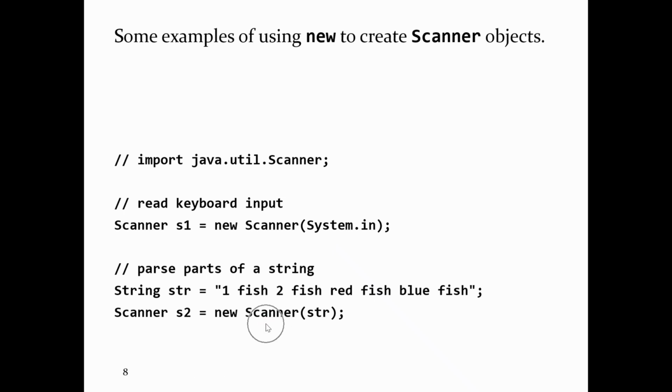Similarly, you can create a Scanner that scans the contents of a string. So here's another example. I make another Scanner. So new Scanner, and this time I pass in a string. So Scanner S2 is able to read the contents of the string and extract the parts of the string, in this case the parts of the string separated by spaces. So there's another example of creating an object.